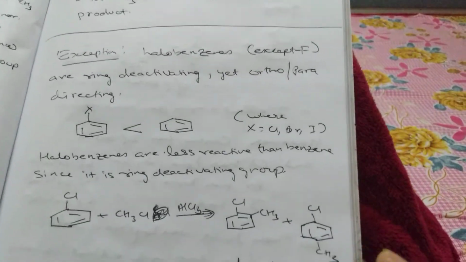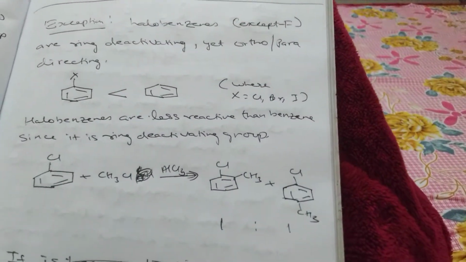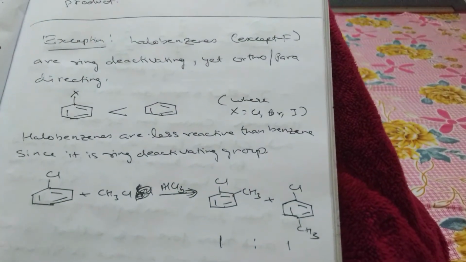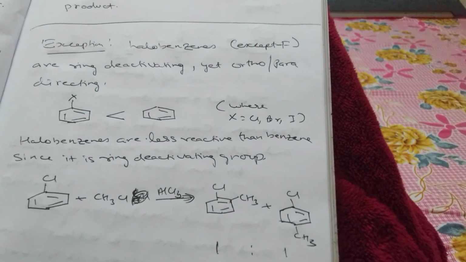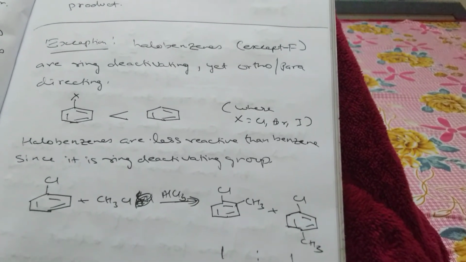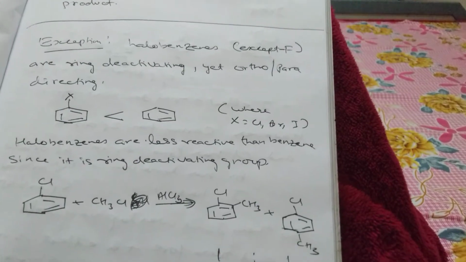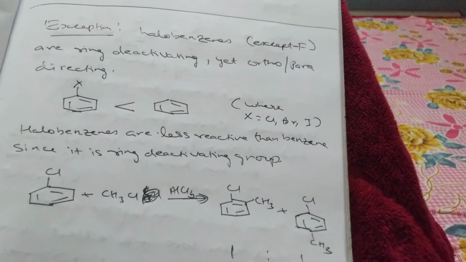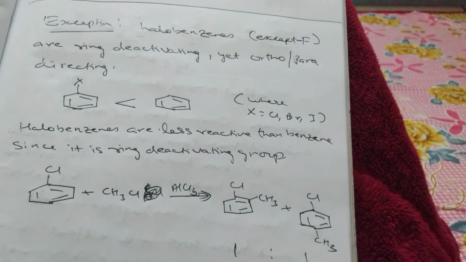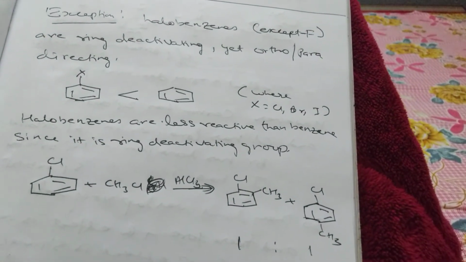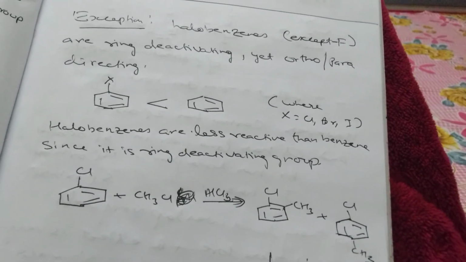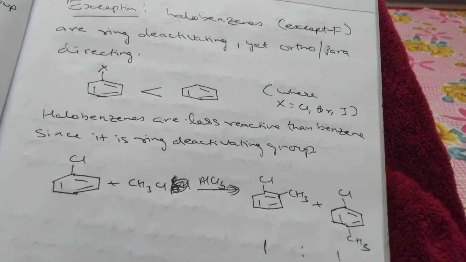Okay. Now exceptions. Halobenzene. This is a very interesting case. When you are talking about halobenzene, we are not talking about fluorobenzene. Fluorobenzene is ortho-para directing, and it is ring activating also, because it pumps electrons through a very strong plus R effect. But when you see chloro, bromo and iodobenzene, it is ring deactivating yet ortho-para directing.